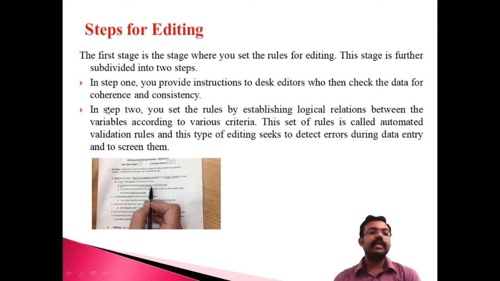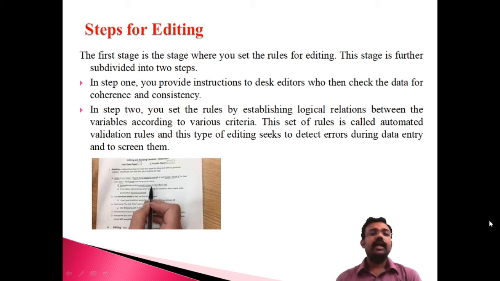And step two is another important step. The first stage is already discussed, and the stage is subdivided into two steps. The first step is to provide the instruction to the desk editors, and the second step is to set the rules for establishing the logical relation between the variables. You must communicate with the editor what the important variables used in your study are, and make the logical connection between these variables according to the criteria. These are called automated validation rules, and this type of edit seeks to detect errors during data entry and screening.